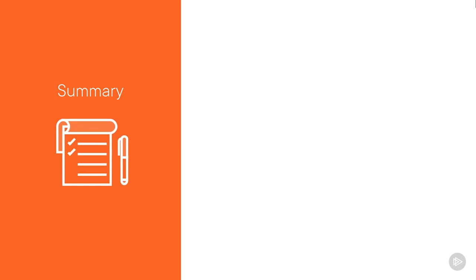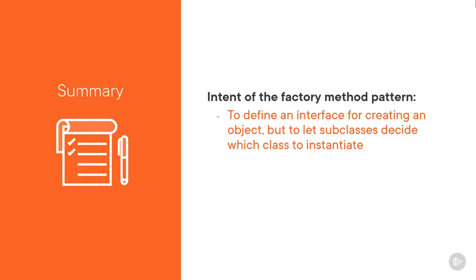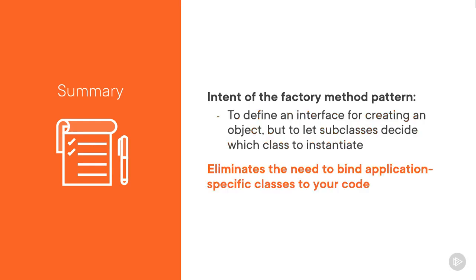In this module, we learned about the factory method pattern. Its intent is to define an interface for creating an object, but to let subclasses decide which class to instantiate. Factory method lets a class defer instantiation to its subclasses. We implemented this with a discount service example. Important here is that this pattern eliminates the need to bind application-specific classes to your code, to your client, for example. You will notice throughout this course that a lot of patterns will also help with this.